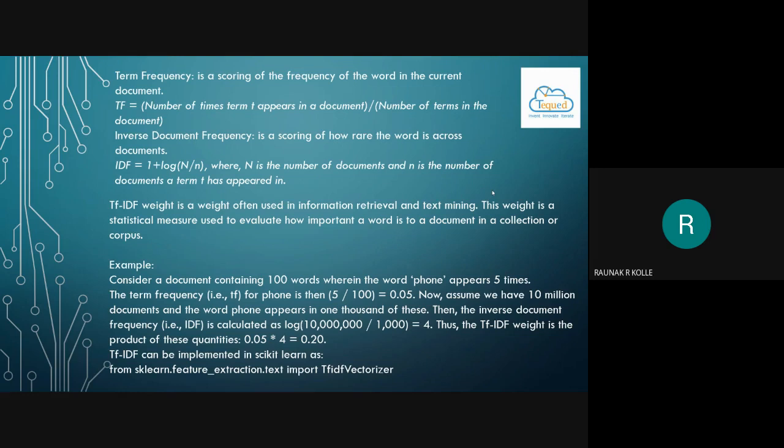The IDF can be calculated by the formula 1 plus log(N/n), where the capital N is the number of documents and the lowercase n is the number of documents a term t has appeared in. TF-IDF weight is a weight often used in information retrieval and text mining. This weight is a statistical measure used to evaluate how important a word is to a document in a collection or corpus.